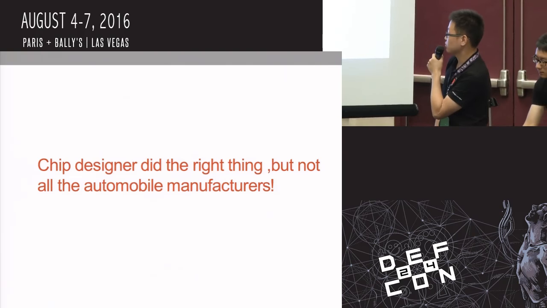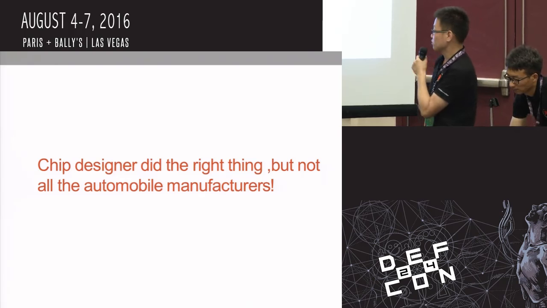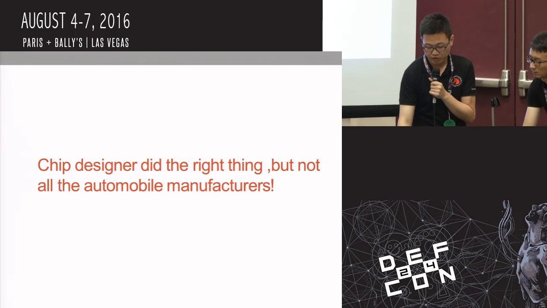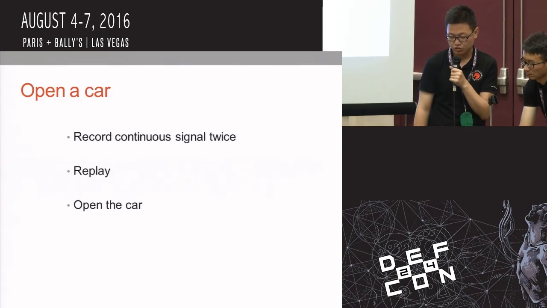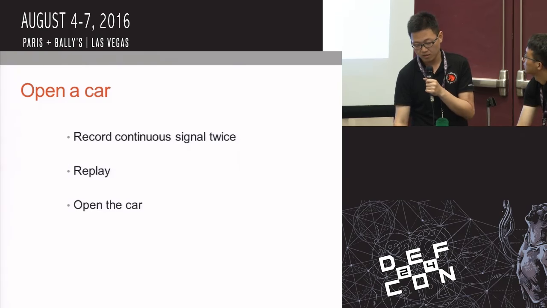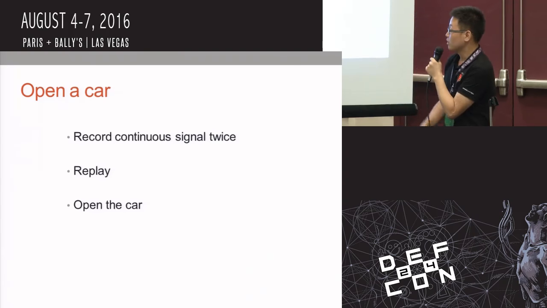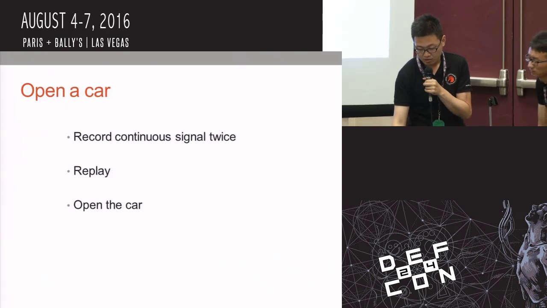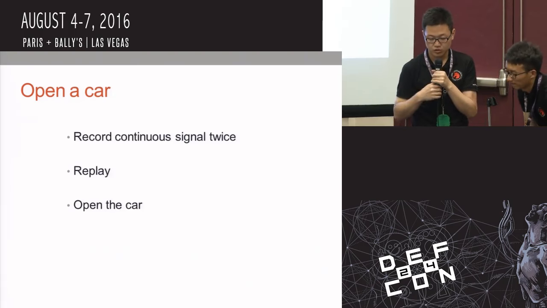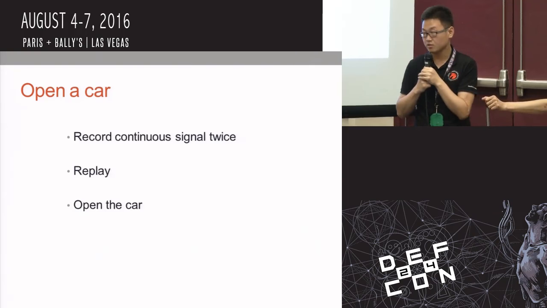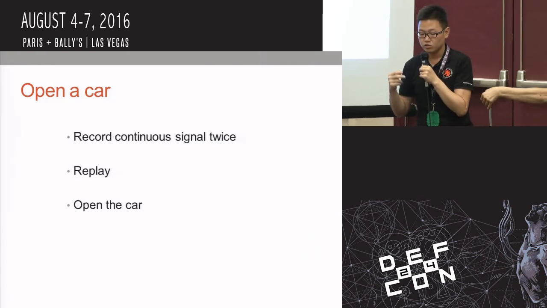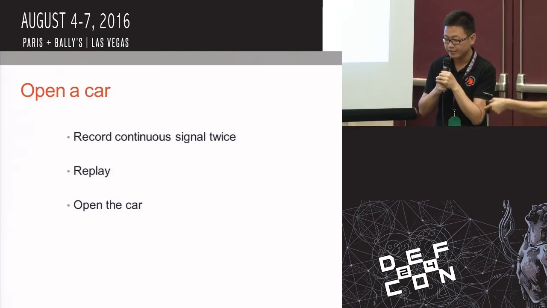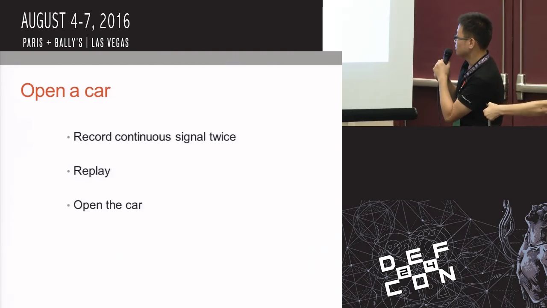Next, we will introduce the first flaw of some cars. The chip designer did the design right, but not all the automobile manufacturers. Some manufacturers have a problem, so if a car has the problem, how can we open it? We first record a continuous signal twice, which means we get two consecutive sync counter numbers, and then we replay it. The result is that we can open the car.